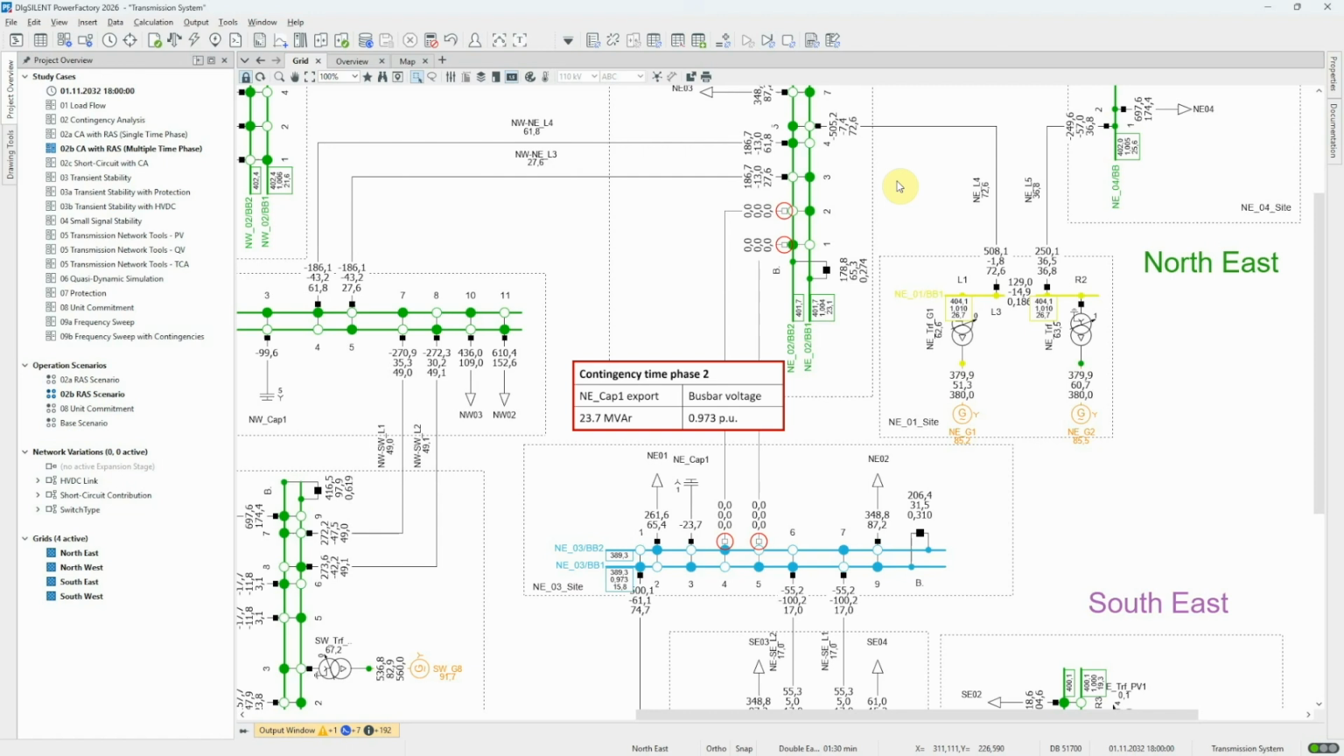capacitor. Over the next 3 time phases, the capacitor continues to tap and the voltages on the network are increased. It should be noted that if single time phase is used, the event times are disregarded and all the tapping events will be executed together.